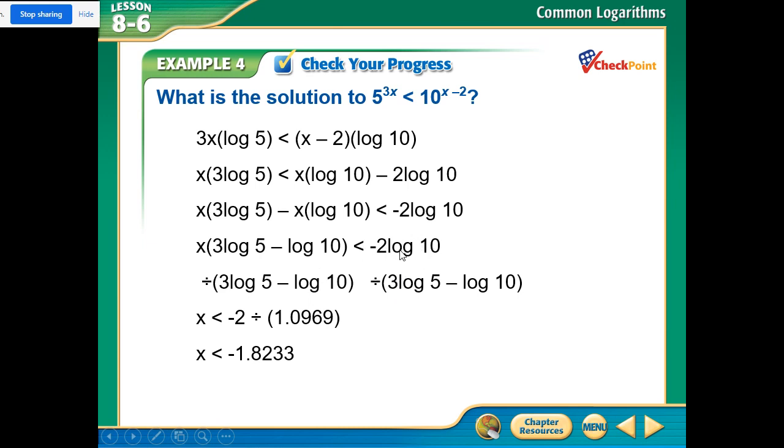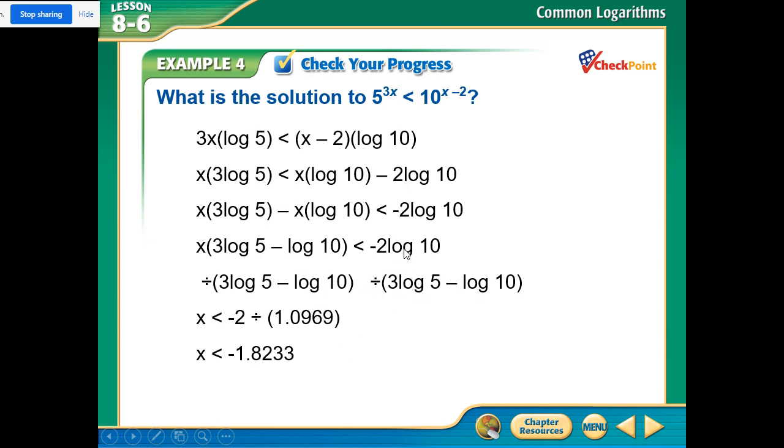So negative 2 log 10 is just negative 2. Putting this into the calculator, it's 1.0969. Dividing it, I get negative 1.8233. So you're going to rely a lot on your calculator here to do these different parts.